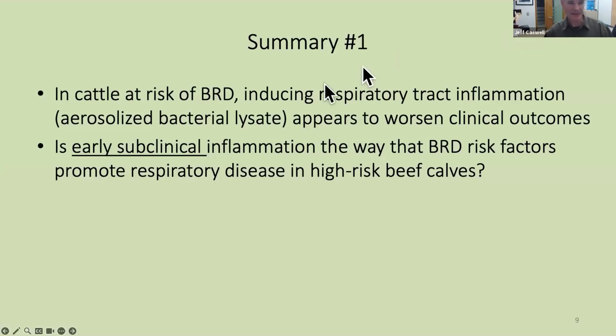So the summary of this first part then is that in cattle at risk of bovine respiratory disease, it seems that inducing respiratory tract inflammation, in this case with our aerosolized innate immune stimulus, seems to worsen clinical outcomes with respect to development of respiratory disease. And secondly, we wondered, based on that, does early subclinical inflammation, meaning inflammation in calves that are still visibly healthy, they don't show any clinical signs of disease, is that a way in which BRD risk factors promote respiratory disease in high-risk calves?